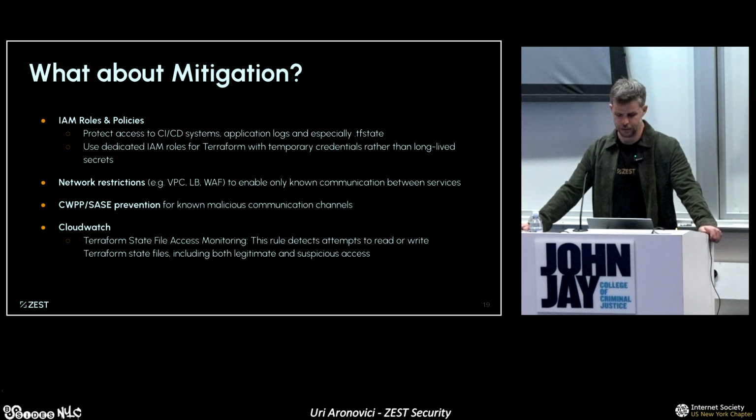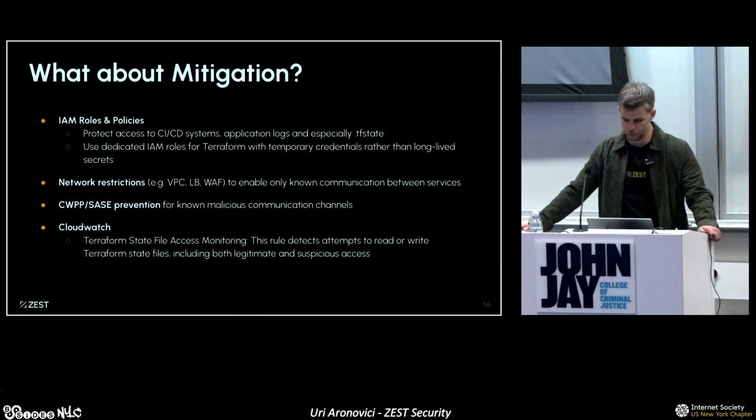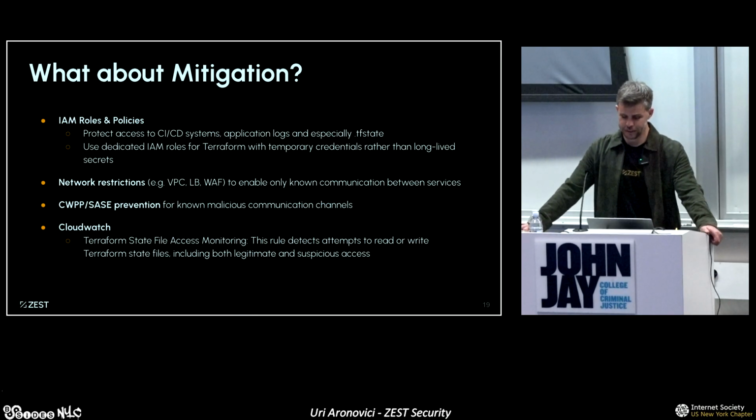Network restriction. Use VPC, load balancer, and WAF to control communication between services. Many times I saw developers and DevOps allow inbound and outbound traffic for IP 0.0.0.0. If you can, prevent it and implement your controls there. Use CWPP and SaaS prevention to detect malicious communication. Use CloudWatch or a rules system to detect if someone attempts to read or write your state file.